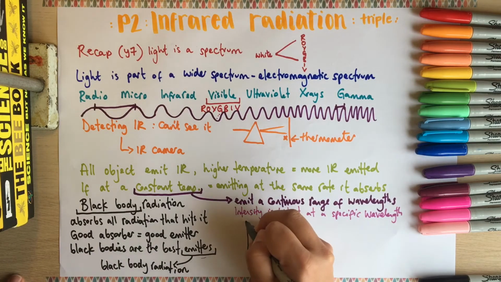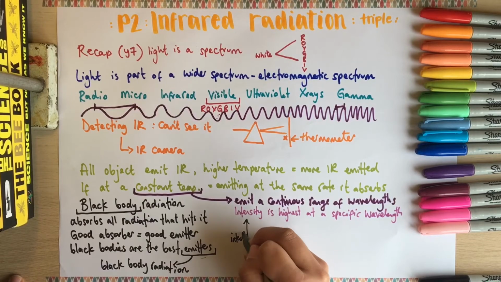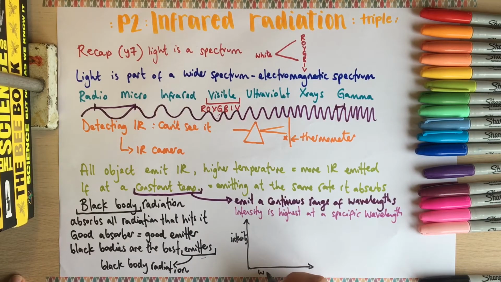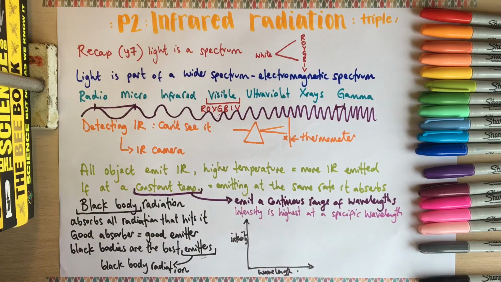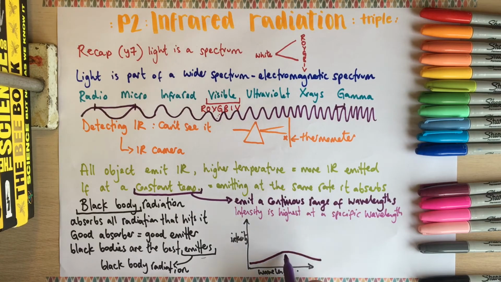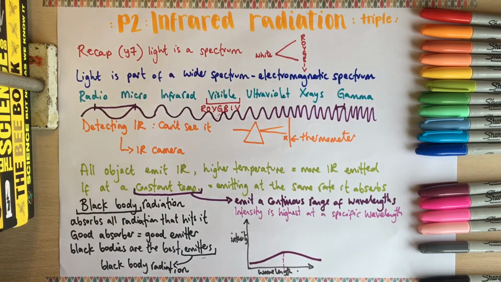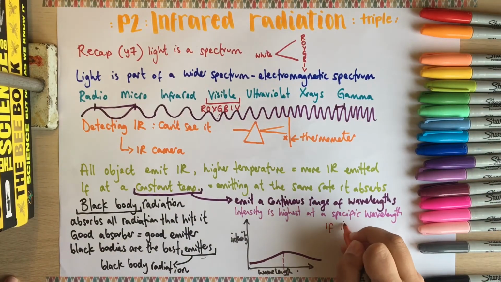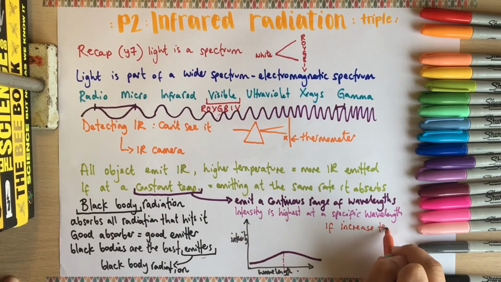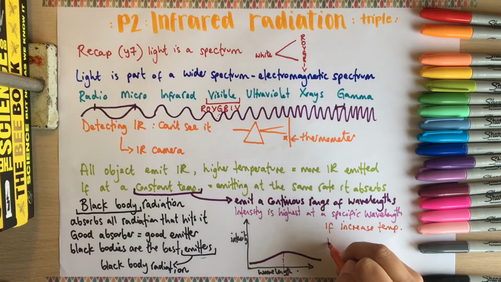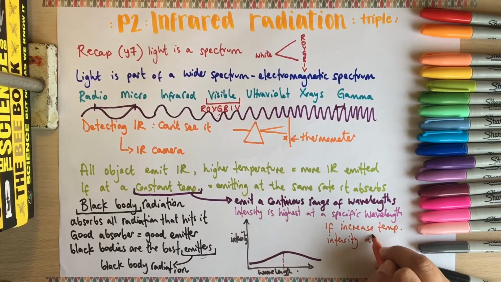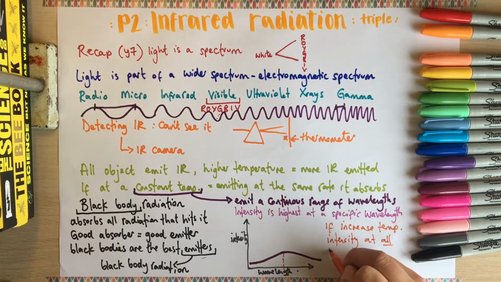So if we had a graph of intensity against wavelength, okay, so it's going to emit a continuous range of wavelengths. Let's do that in that original colour. And it will have a peak at a specific wavelength. If we increase the temperature, then the intensity at all wavelengths increases.